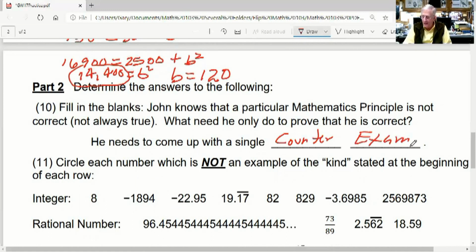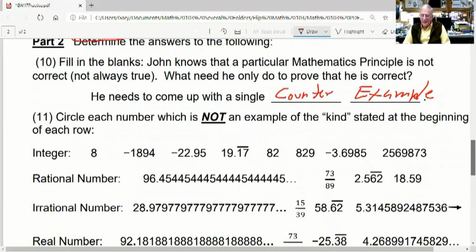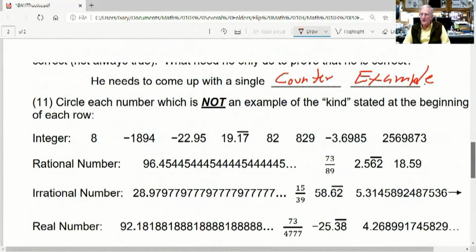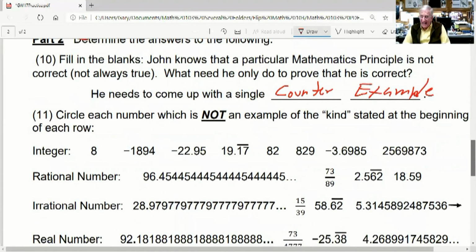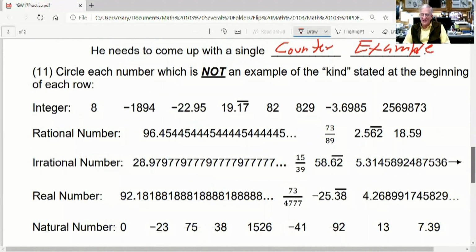A counterexample. You'll recall we said the law could be stated that all prime numbers are odd. But the counterexample to that was the number what? 2, because 2 is an even prime number. So 2 is the counterexample. I'm sure you remember this from what we've discussed prior. Okay, let's go on. Circle each number which is not an example of the kind stated at the beginning of each row. So we want ones that are not the kind of numbers that are stated here.